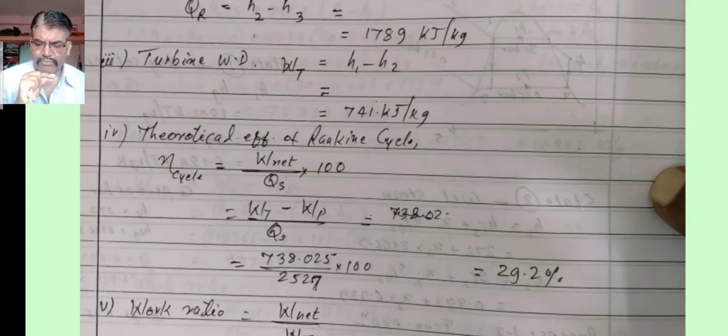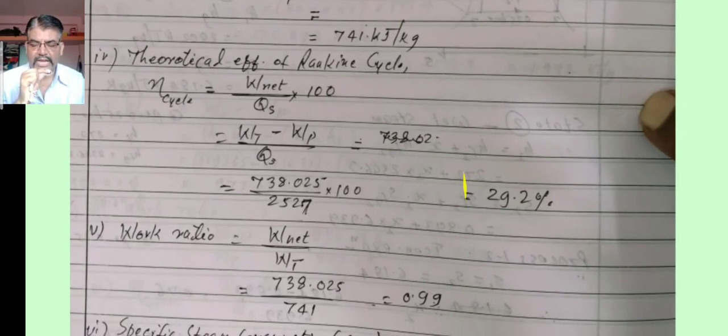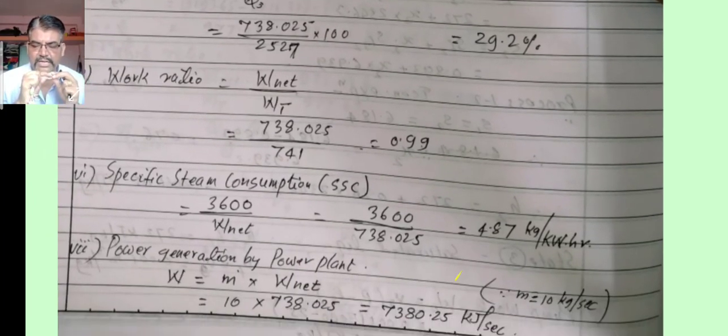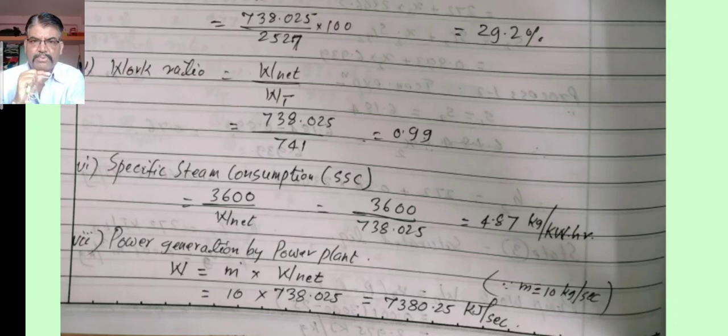Now the fourth thing we have to find out is the theoretical efficiency of the Rankine cycle. The important one is, we know the formula: W net divided by QS multiplied by 100. W net is always WT minus WP. After putting the values of WT, WP and QS, we get the value of 29.2 percent, because efficiency is always measured in terms of percentage. Next we have to find out the work ratio, that is W net divided by WT. After putting the values we get the ratio as 0.99.